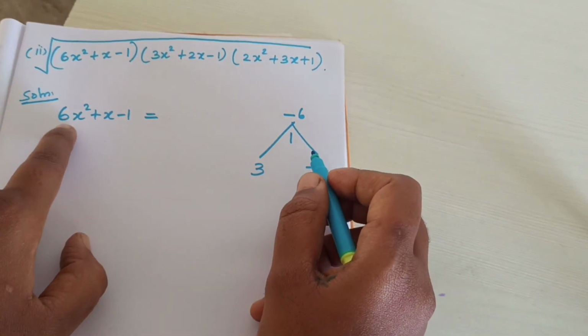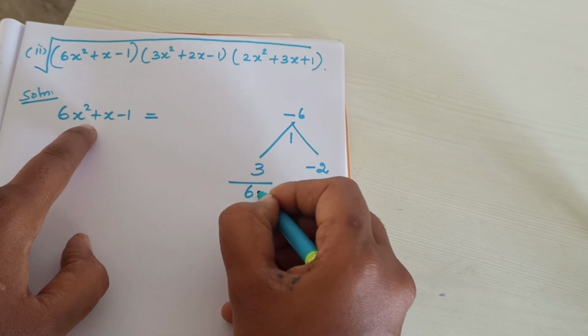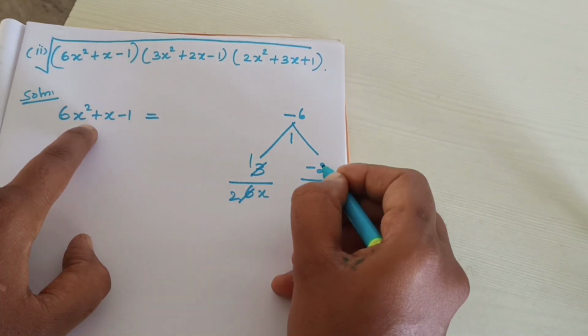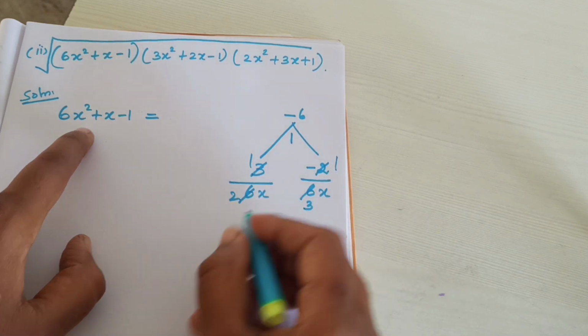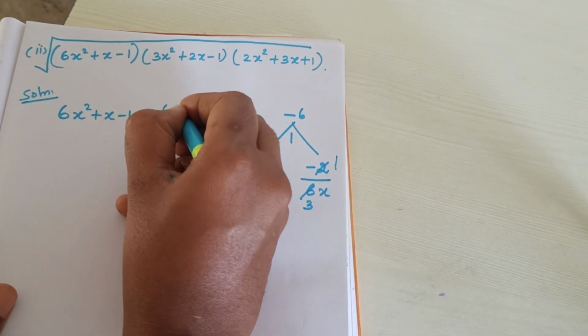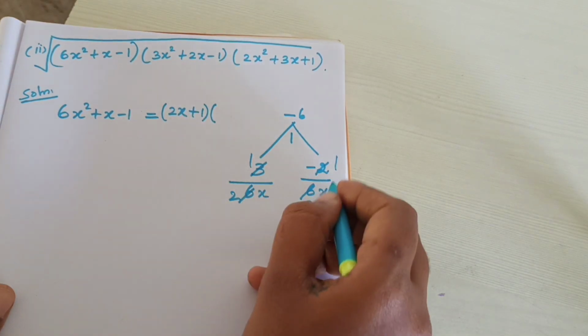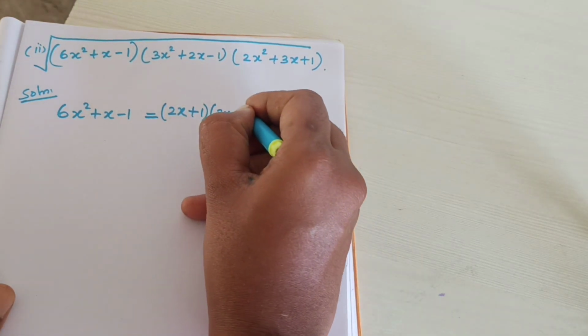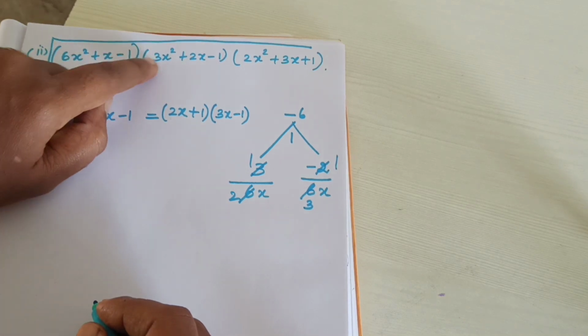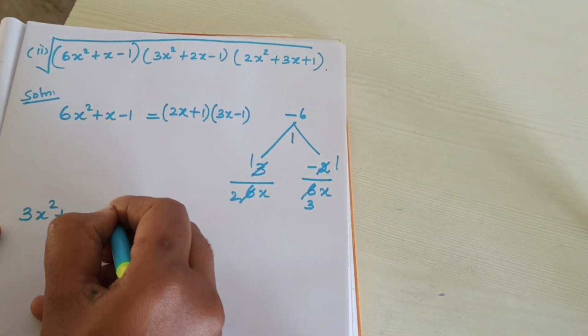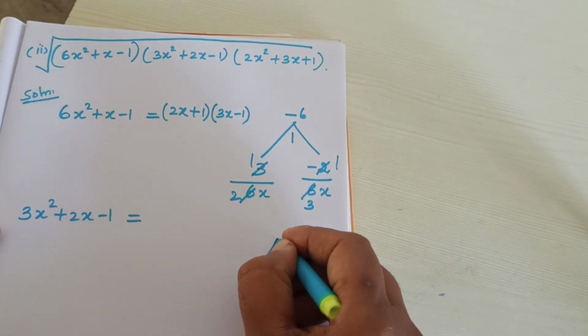And here, see the variable 6x. So, you must divide it by 6x. 1 3 is 3, 2 3s are 6. 1 2 is 2, 3 2s are 6. So, just write the answer (2x + 1) into (3x − 1).